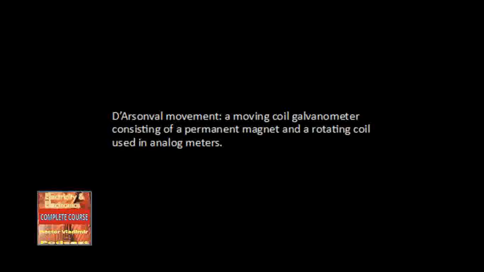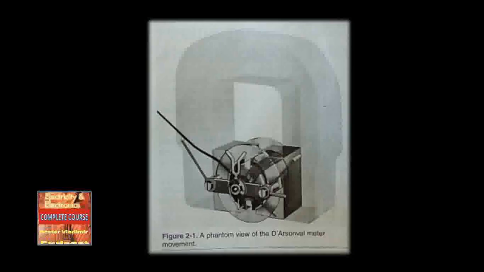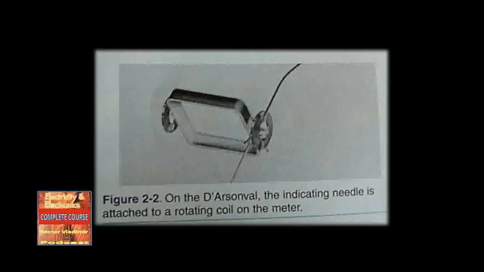2.1. Basic analog meter movement. A common type of meter movement measures current and voltage. It is the D'Arsonval movement or stationary magnet moving coil galvanometer, figure 2-1. The movement consists of a permanent type magnet and a rotating coil in the magnetic field. An indicating needle is attached to the rotating coil. See figure 2-2. When a current passes through the moving coil, a magnetic field is produced.